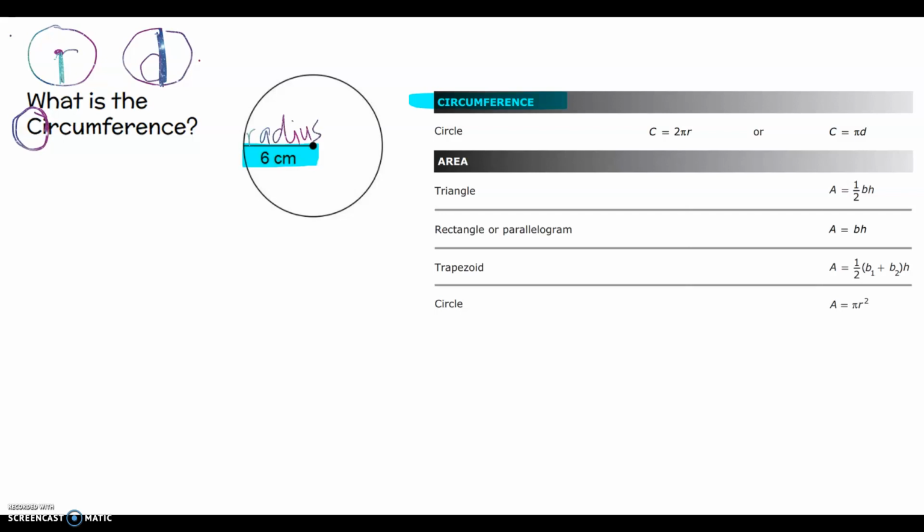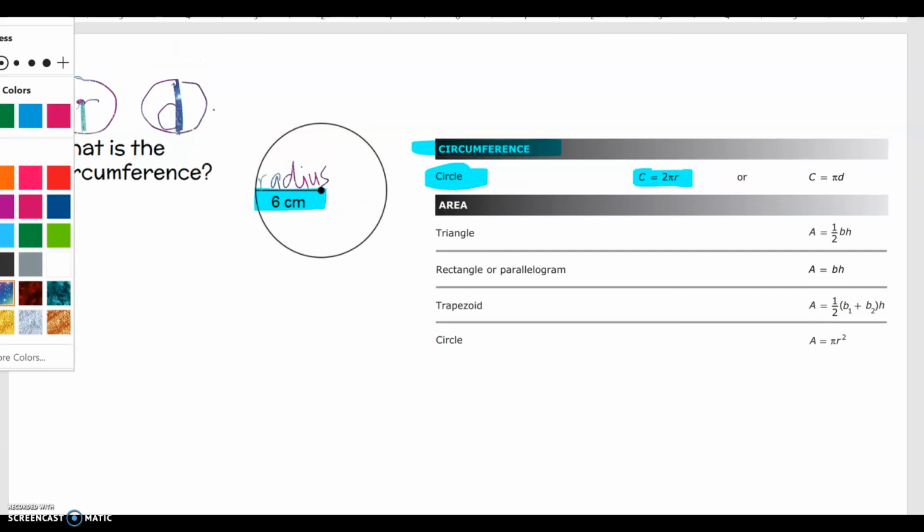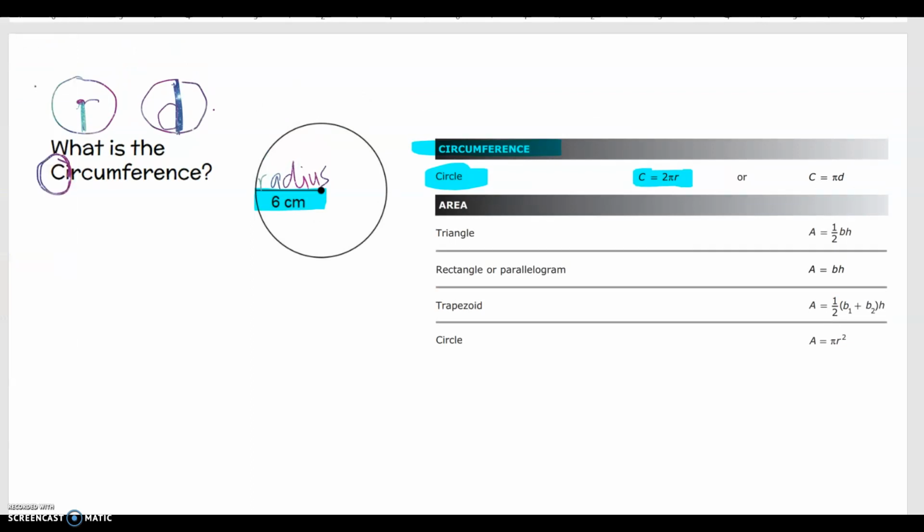So now that we know that they gave us the radius, we know which of the formulas we would choose to use. So circle is our shape, and we are looking at C equals 2 pi r, or C equals pi times diameter. Well, they gave us the radius, so we can go ahead and use C equals 2 pi r. Now, once we know what formula to use, we just follow our formula. So that's what we're going to do.